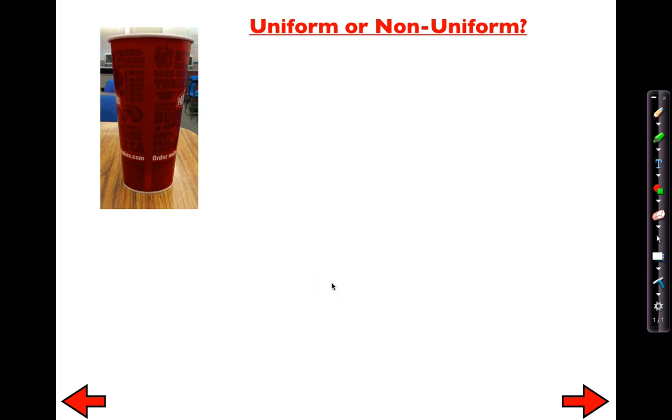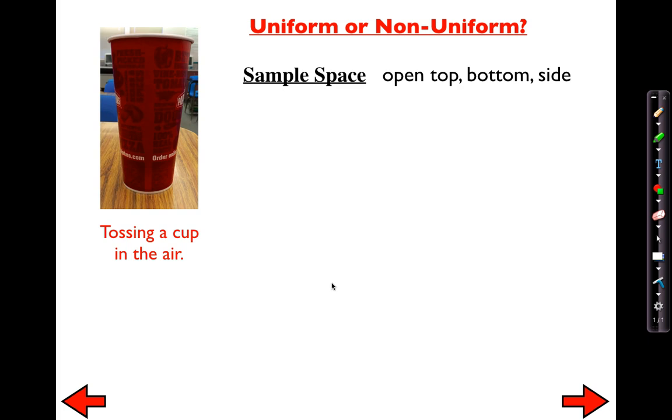So now let's take a look at tossing a cup in the air. Do we think it's a uniform or non-uniform probability model? Well, real quick, let's take a look at the sample space. If you were to toss this cup in the air, there are 3 different outcomes. It can land with the opening on top, or it can land on the bottom, or technically it also can land on its side. So hopefully you guessed non-uniform.